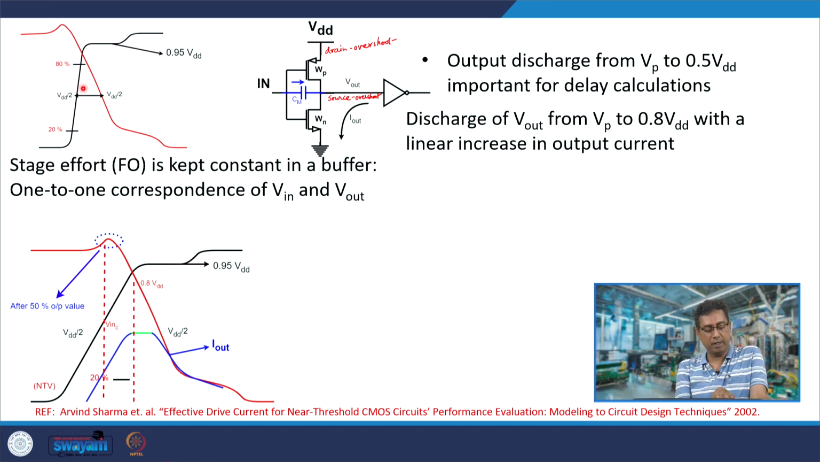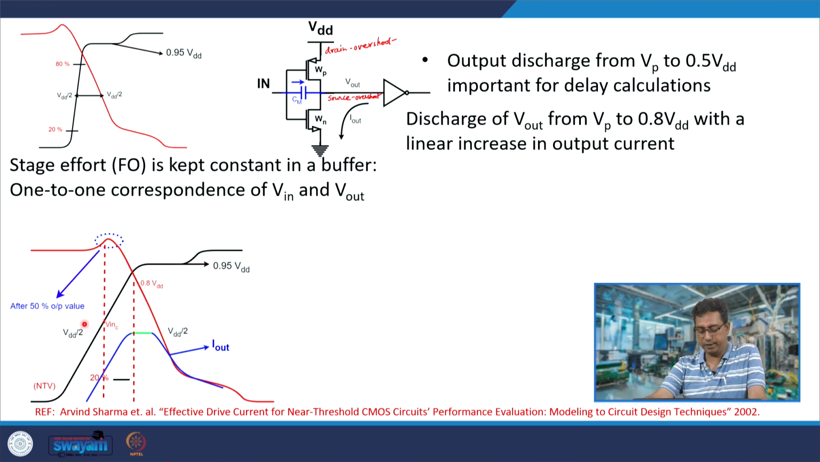It would not take place in the lower part of the input transition. Whereas, in the nominal voltage regime, if this is the threshold voltage, suppose 20% of VDD is typically the threshold voltage. So, from 20% of VDD itself, there is an appreciable discharge of the output taking place. So, the output voltage fall would happen at a lower value of input voltage in nominal voltage operation. Here it would happen for quite a large value of input voltage in the near threshold voltage operation.